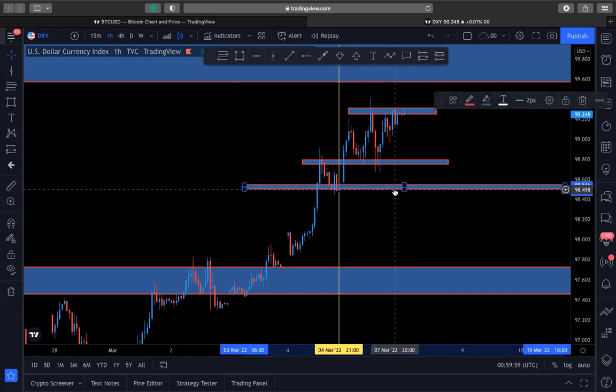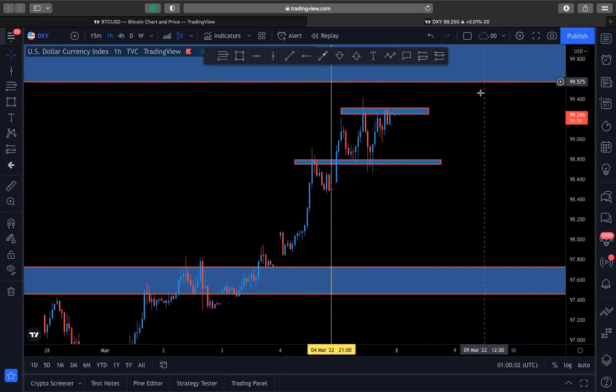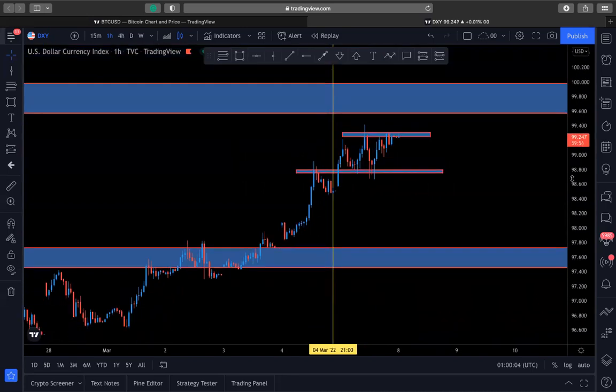But until then, I'm kind of sitting on my hands, waiting to see if we can get a break above this level. Let's see how price starts to react to this overhead resistance here, right?